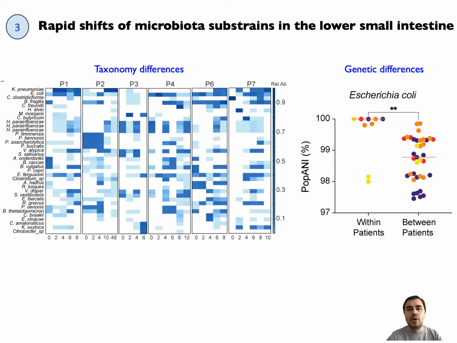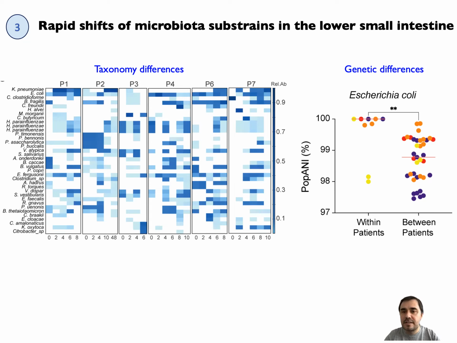This is the overall taxonomy profile. What we see is that the most abundant bacteria in these patients are E. coli and Klebsiella, actually. And they grow in a fast manner after they eat or during the day. But as I said, our interest was to see whether providing the food gives a different advantage to some of the substrains to grow better.